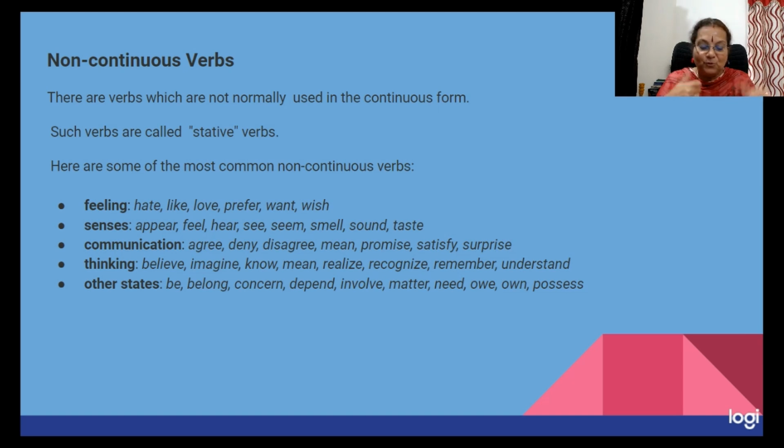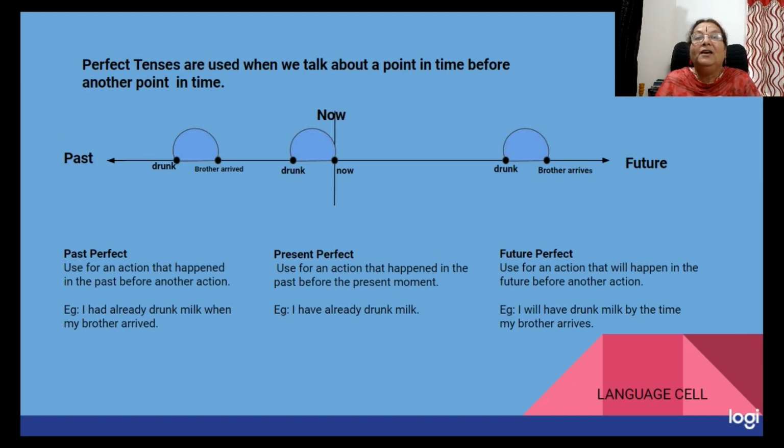Right? Let's move on. We're going to learn the perfect tenses. Perfect tenses are used when we talk about a point in time before another point in time. So there are two things here: first action, second action, like that. See the timeline first. Now, past, future, it's here.